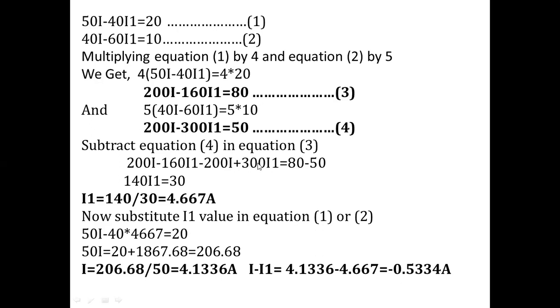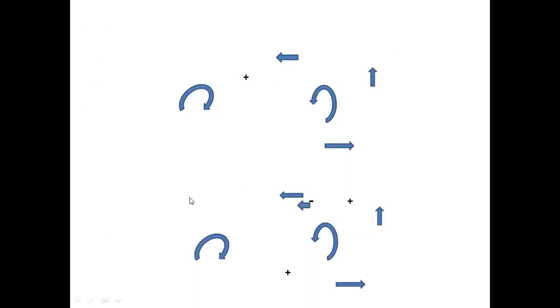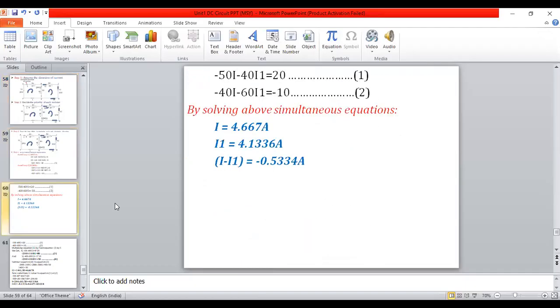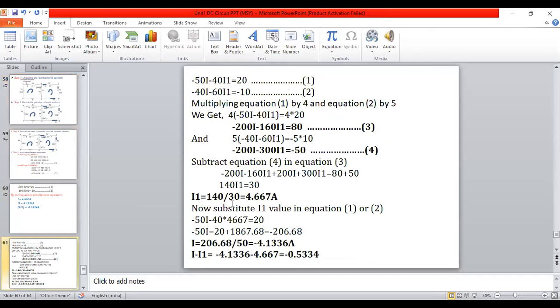Okay. 300i1 minus 160i1, how much is it? 300 minus 160, 140. So 140 i1. 80 minus 50, 30. Then I1 equal to... sorry, there was a mistake here, your answer is correct. Just a minute. Your answer is correct only. So I1 equal to 30 divided by 140.